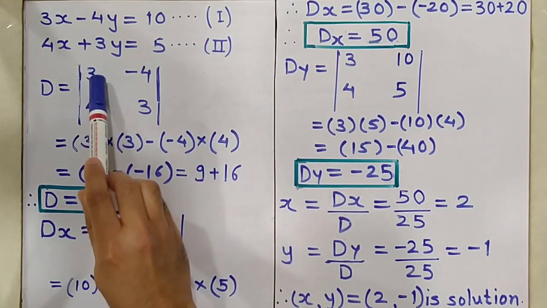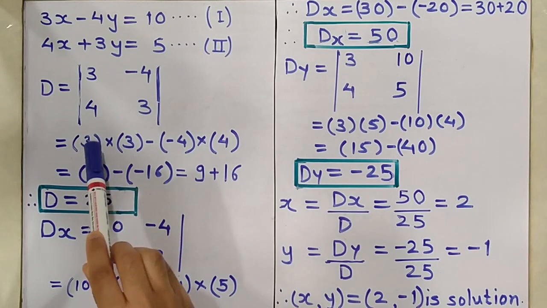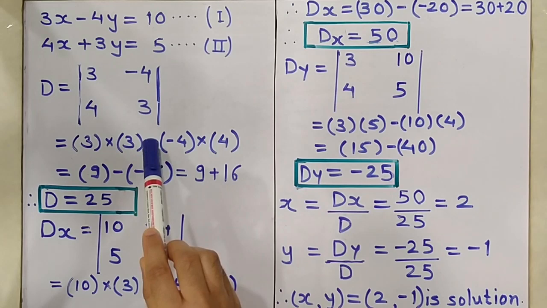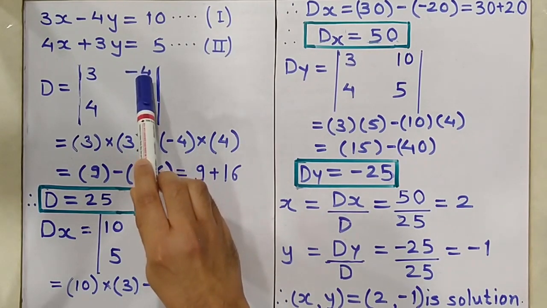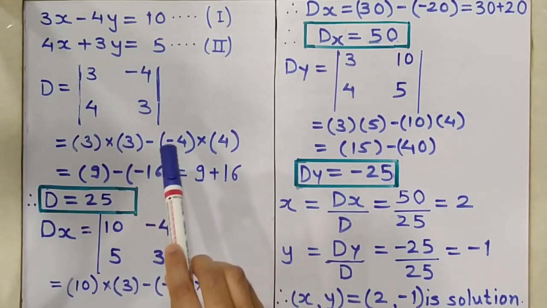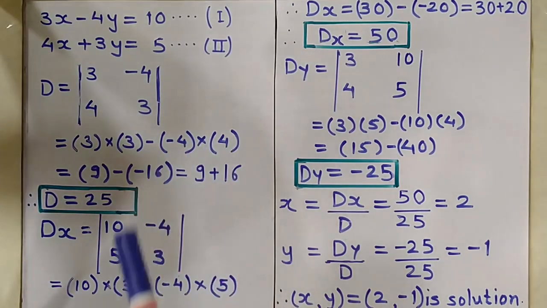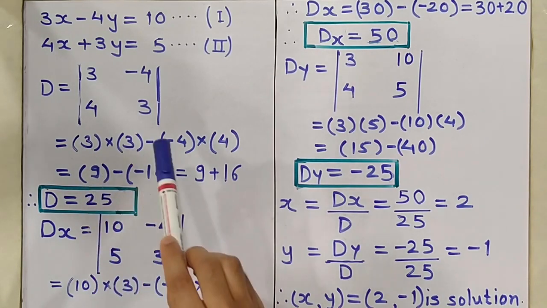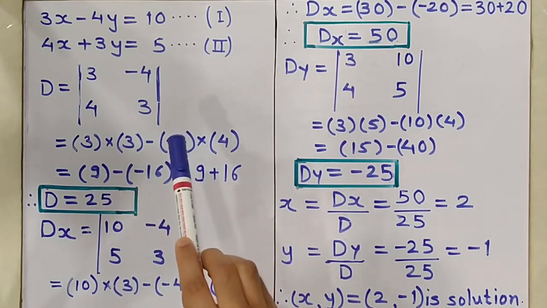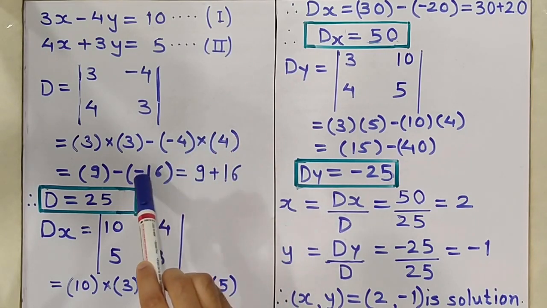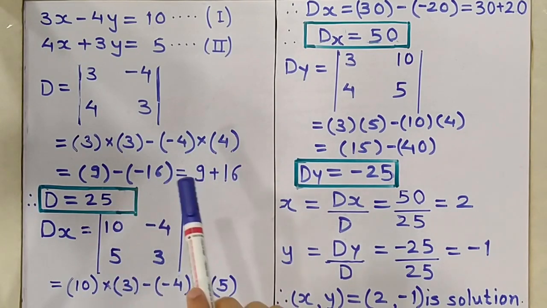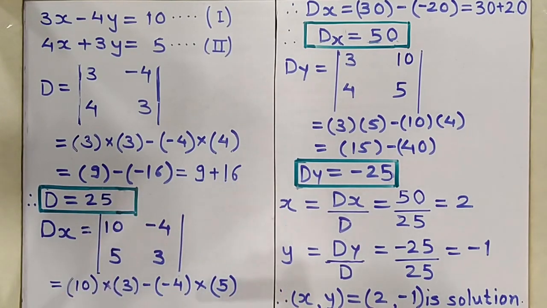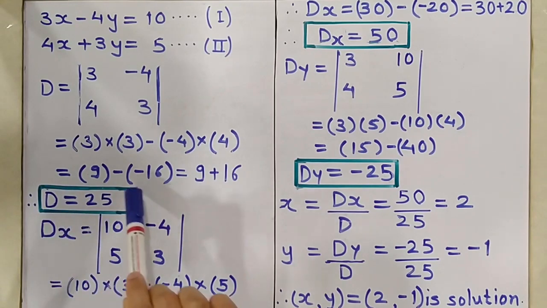Now we know how to find the value of determinant D. You will first multiply 3 by 3, that is 3 multiplied by 3. Then you will put a minus sign, and then you are going to multiply minus 4 with 4, that is minus 4 multiplied by 4. 3 into 3 will give you 9, minus sign will come as it is, and minus 4 multiplied by 4 will give you minus 16. So this becomes 9 plus 16, which is equal to 25. So we got the value of D as 25.